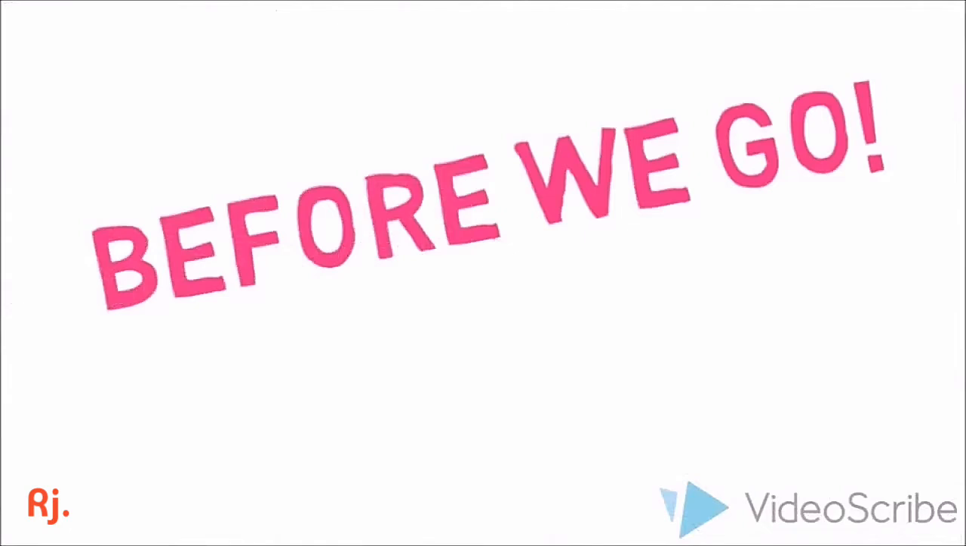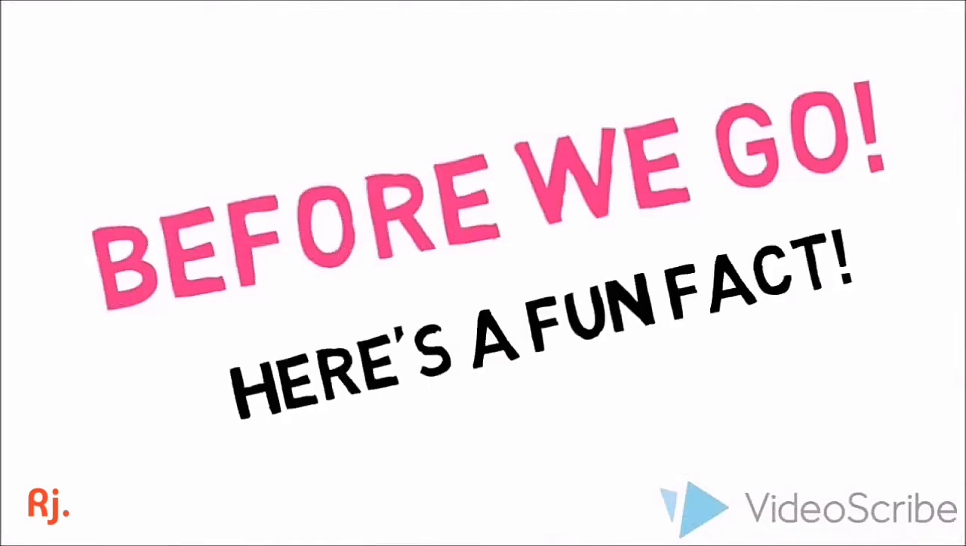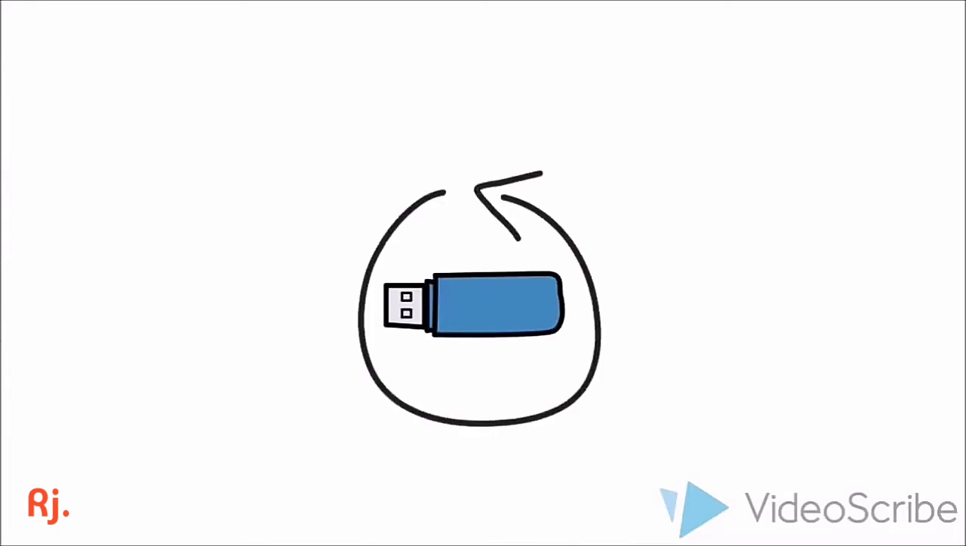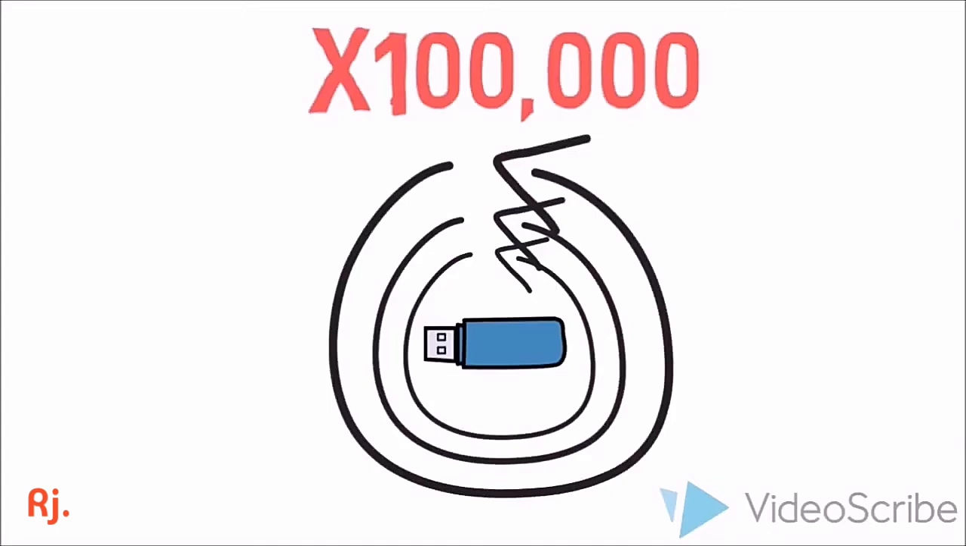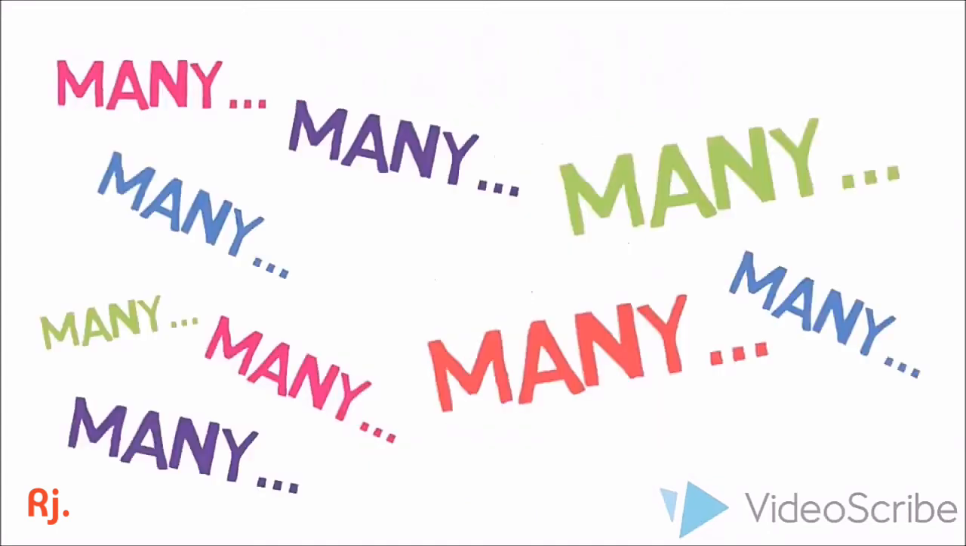Before we go, do you know that your flash drive has a finite number of write cycles? In fact, writing damages the oxide layer. But fear not, for a NAND flash can support up to 100,000 write cycles in its lifetime, and that's many years to come.